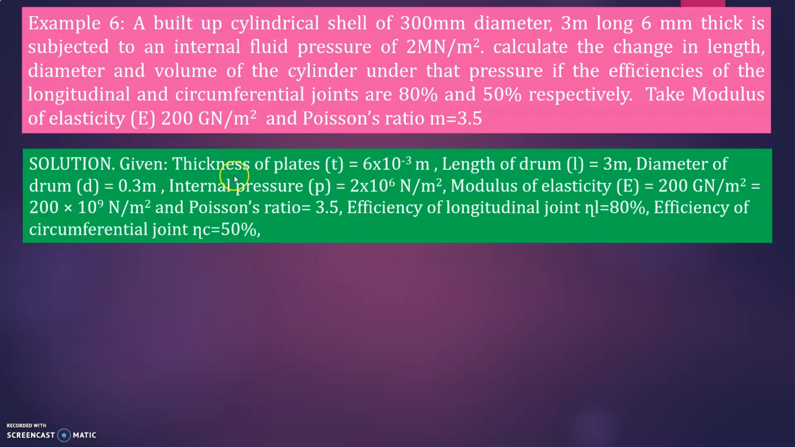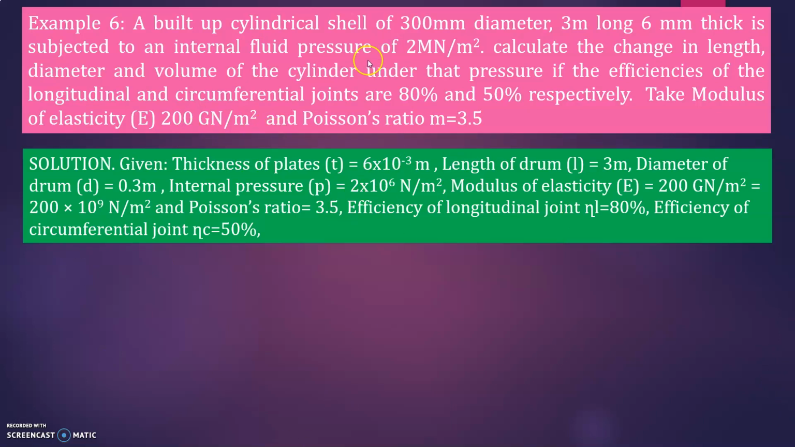Okay, so what are the given points here? Thickness of the plate is given as 6 mm, so convert into meter, 6 into 10 raised to minus 3 meter. Length of the cylinder is 3 meter and diameter is 300 mm, so divided by 1000, converted into meter, 0.3 meter. Internal pressure is 2 meganewton per meter square, so mega is 10 raised to 6, so 2 into 10 raised to 6 newton per meter square. Modulus of elasticity is 200 giganewton per meter square, that is 200 into 10 raised to 9 newton per meter square, and Poisson's ratio is equal to 3.5.